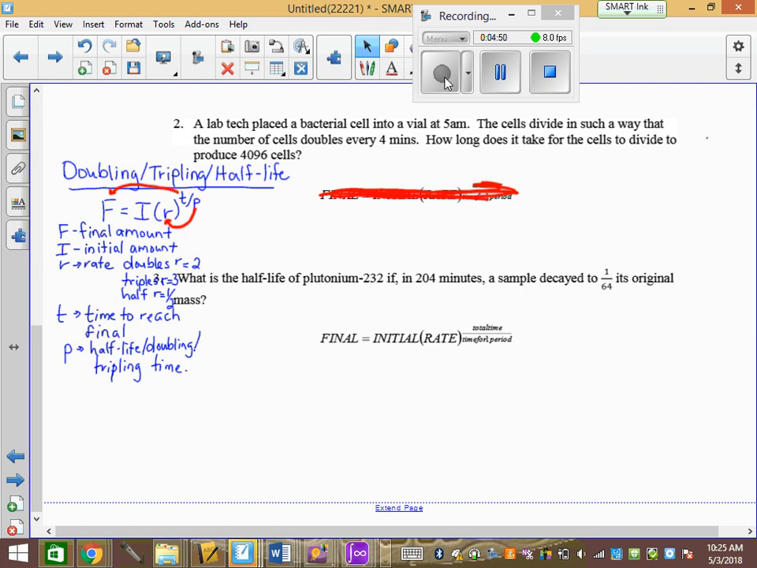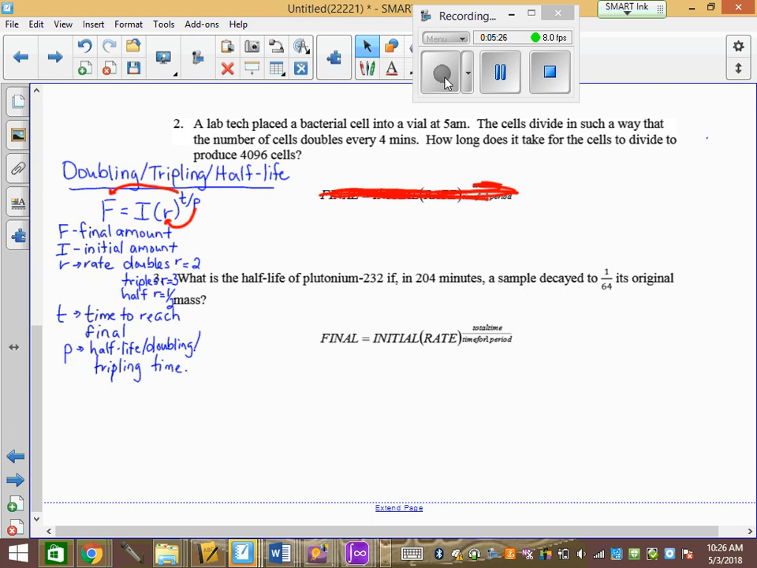Okay. So P relates to R. If it says it halves every 50 minutes, I'd have a 50 here. The t relates to the final amount. So the t is time to reach final. Okay? So the t is how long it takes to reach the final amount. So they might be like, in 10 days, we have 1,000 bacteria. So it took me 10 days to get to 1,000 bacteria. That's my t. P is if it halves every 4 hours, then 4 would be in there.